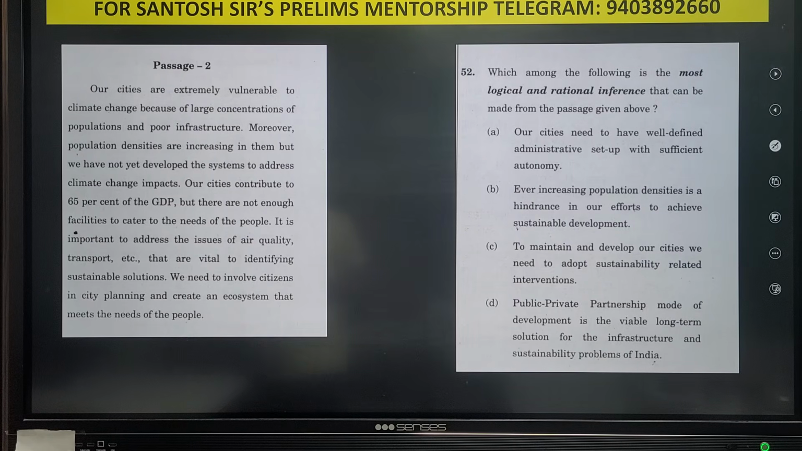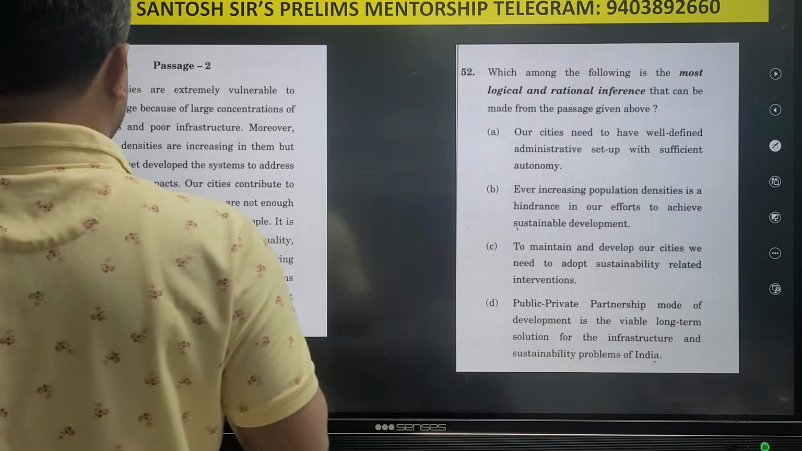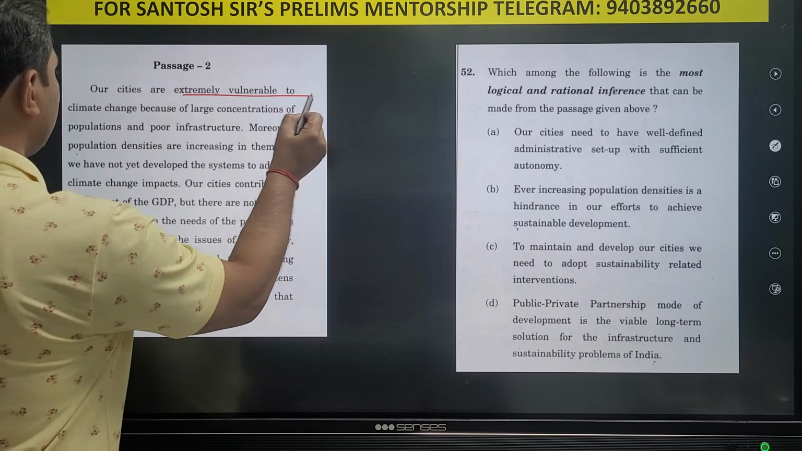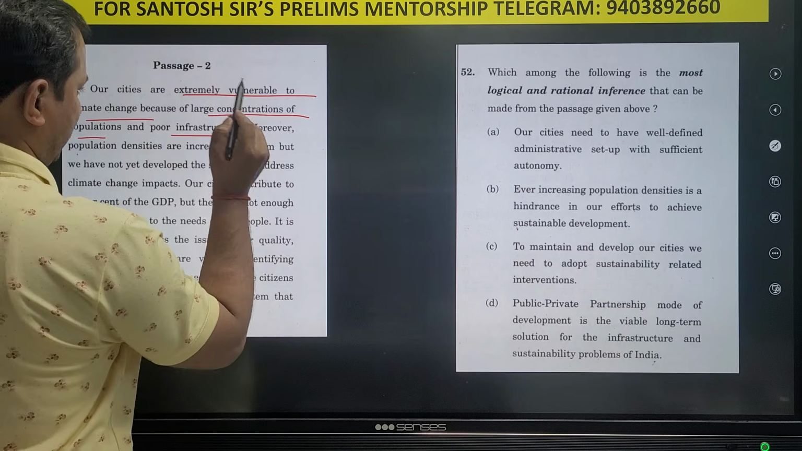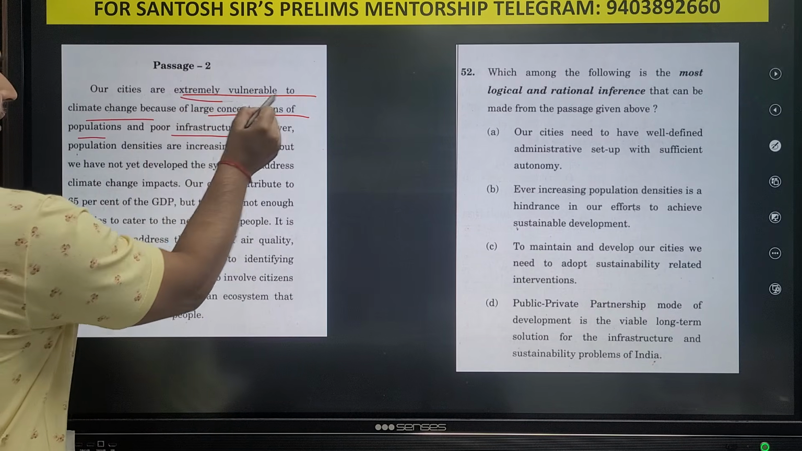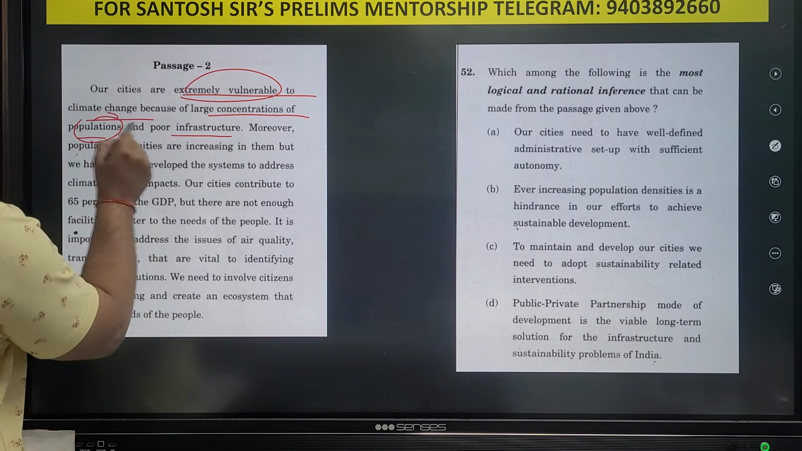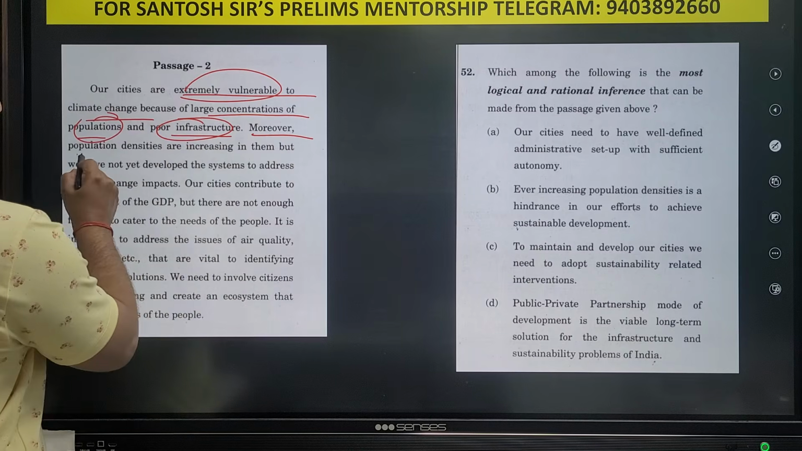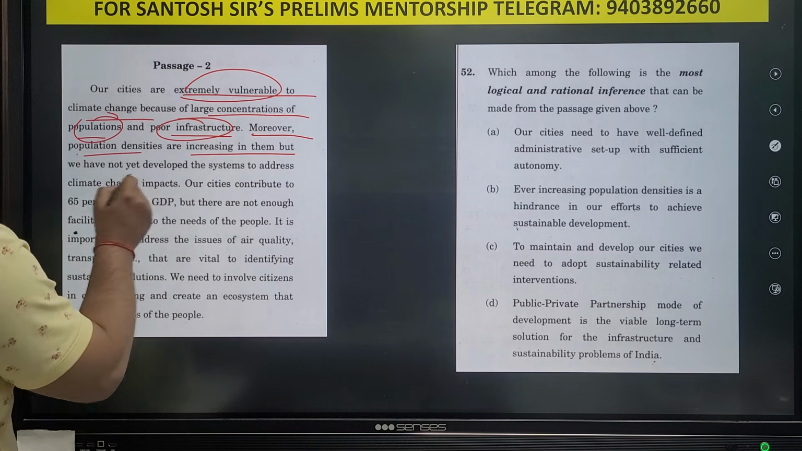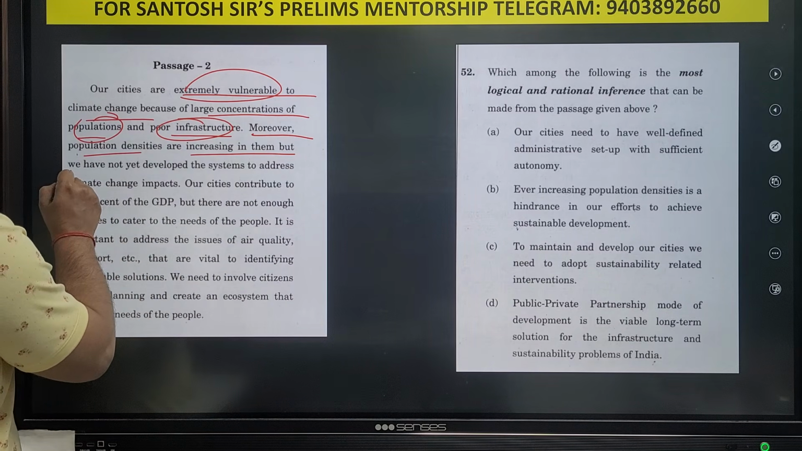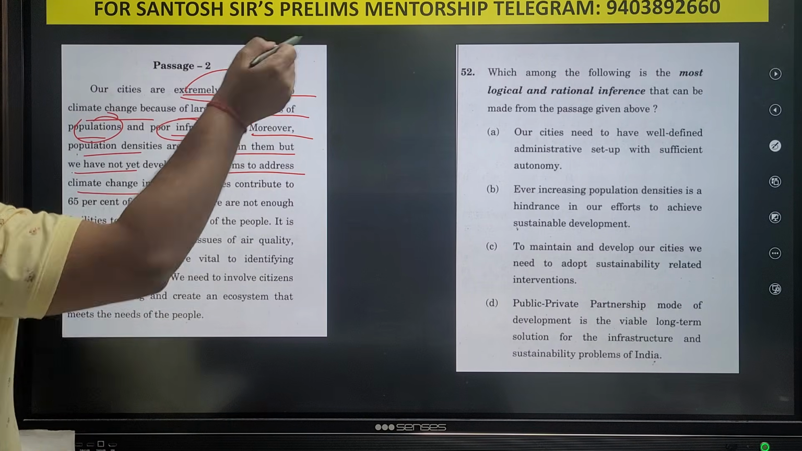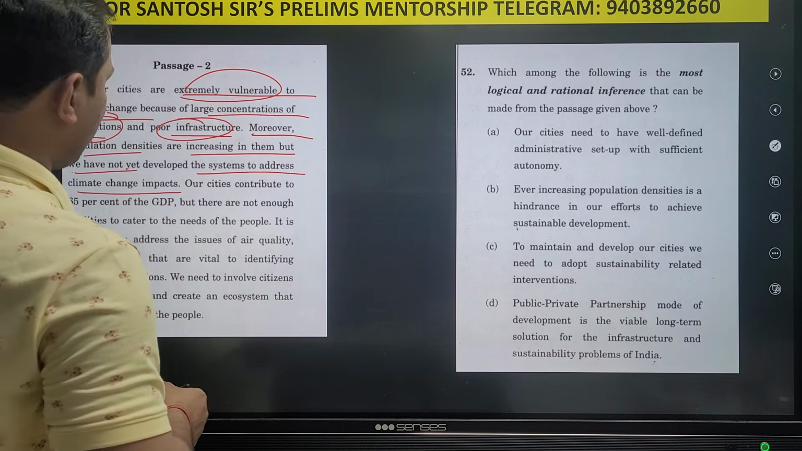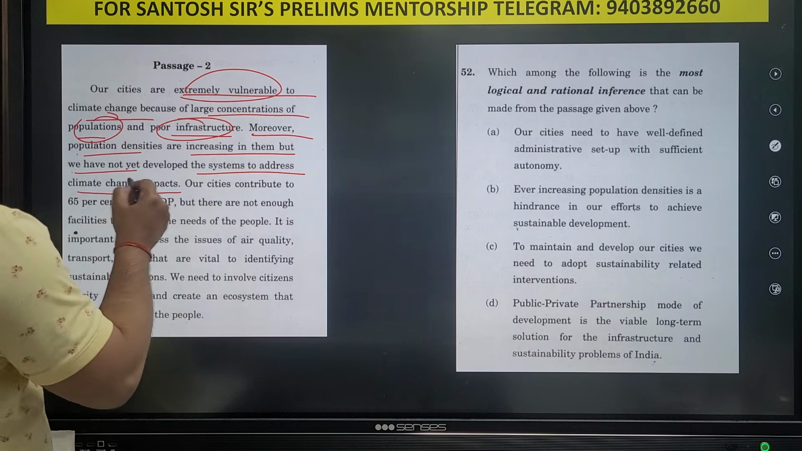Now let us read the passage. Our cities are extremely vulnerable to climate change because of large concentrations of population and poor infrastructure. Cities are vulnerable because of population and poor infrastructure. Moreover, population densities are increasing in them, but we have not yet developed systems to address climate change impacts. It means densities of population are increasing, but we have not developed systems to address climate change impacts.